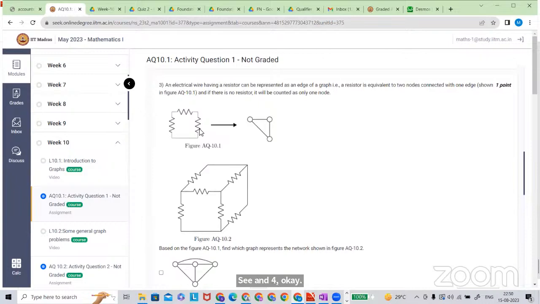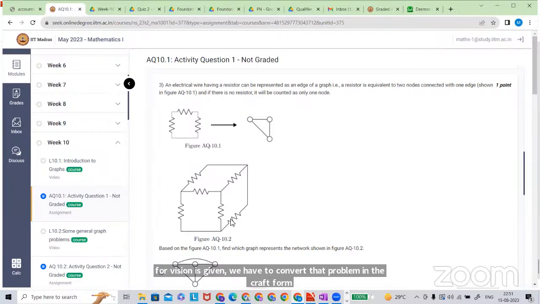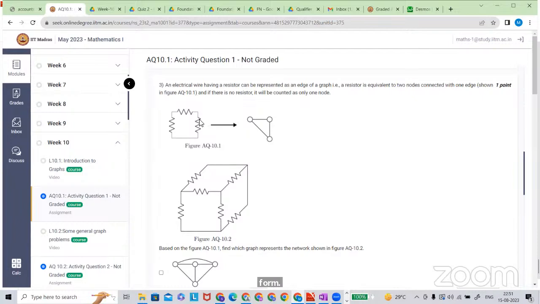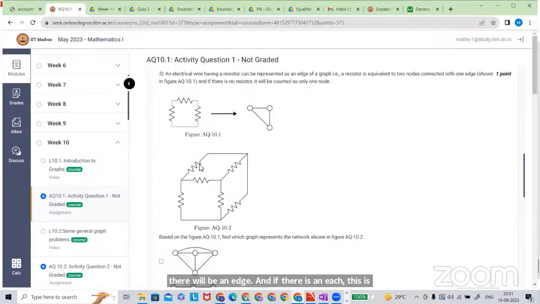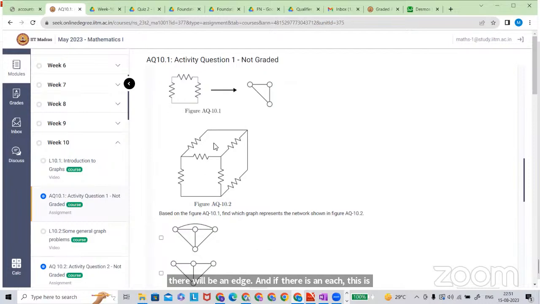So for 3, this problem is we want to form a graph. Suppose this information is given, we have to convert that problem into graph form. So here, if there is a resistance, then there will be an edge. And if there is a wire, then you can think it is a vertex. Yes, this is the information.